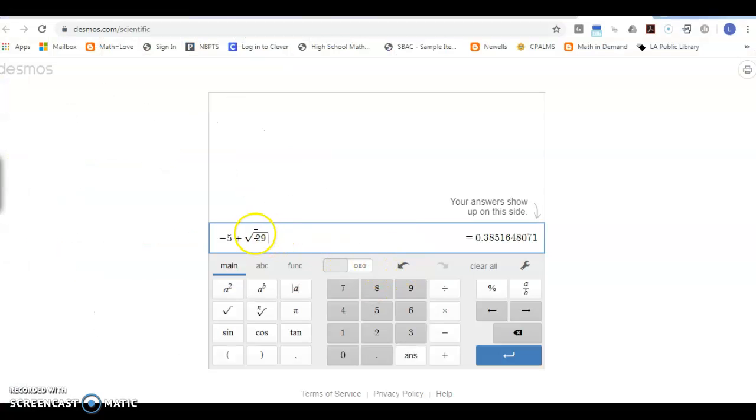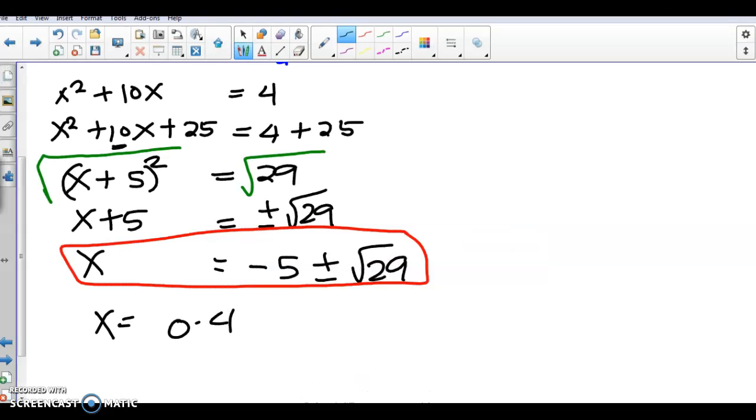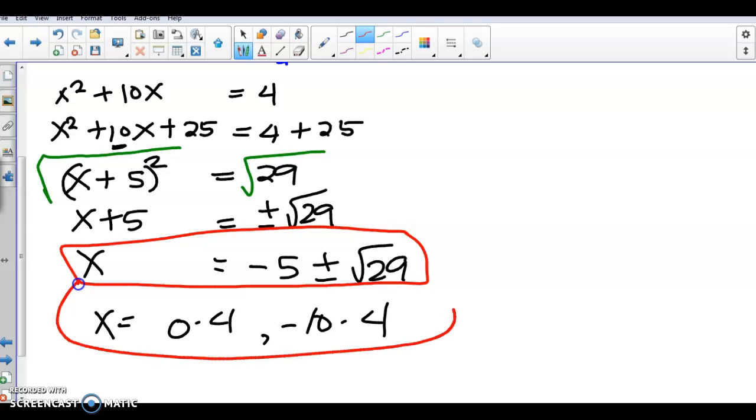And then the other one is when you do the minus portion. So -5 minus radical 29, and you will get -10.4. Earlier it was plus, we got 0.4. Now we change that to minus, so now we get -10.4. So these are the solutions rounded off to the nearest tenth. All right.